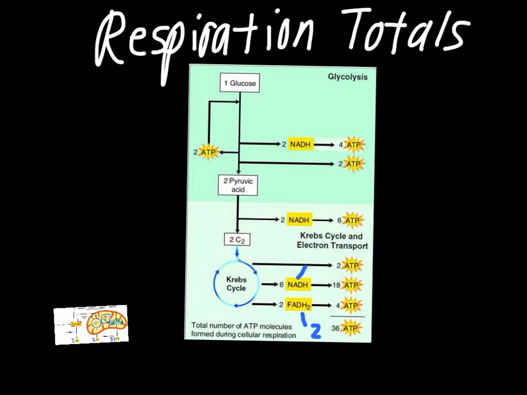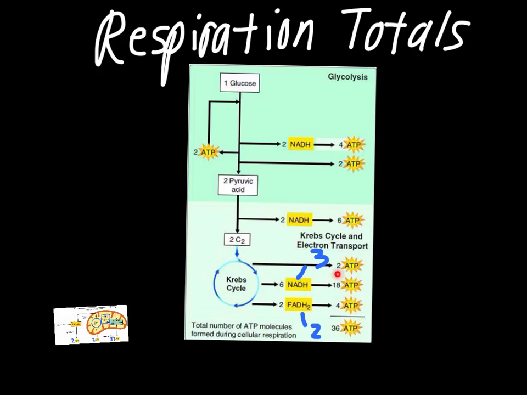NADH, on the other hand, joins in the first part of the electron transport chain. So that's worth 3 ATP each. So if we have 6 NADH times 3, that gives us the 18 ATP that we're getting at the end of that process.